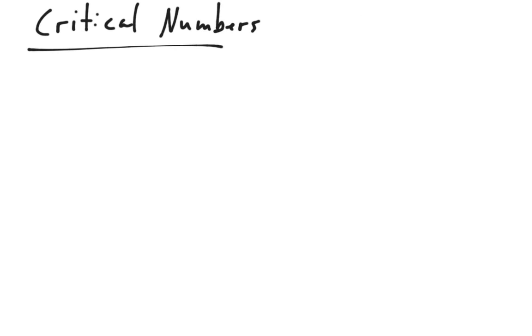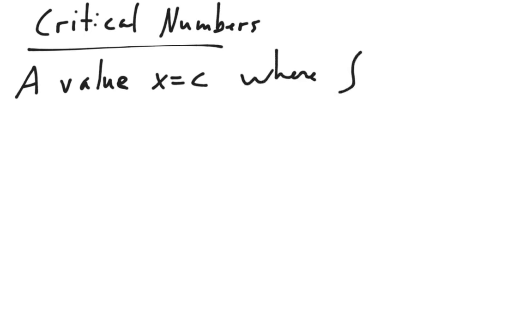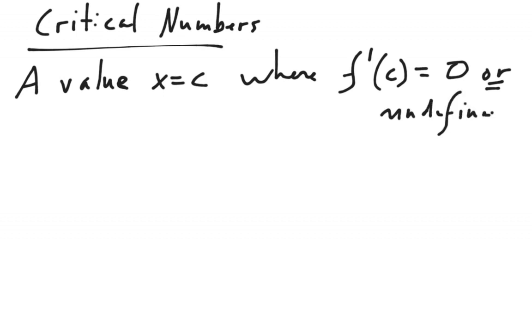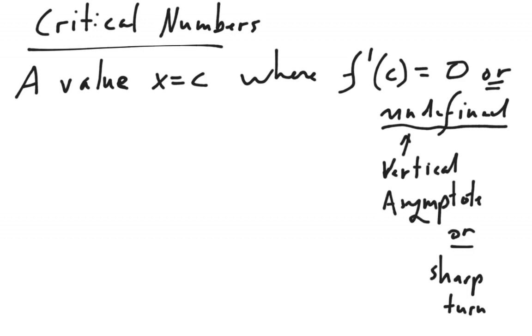Now let's talk about critical numbers, because I've talked about them a lot but haven't actually said what they are. A critical number is an x value on a function, so it's a value x equals c, where the derivative of f, so f prime of c, is either equal to 0 or undefined. So basically this is wherever we have a horizontal tangent line or an undefined derivative, which could be a vertical asymptote or a sharp turn.